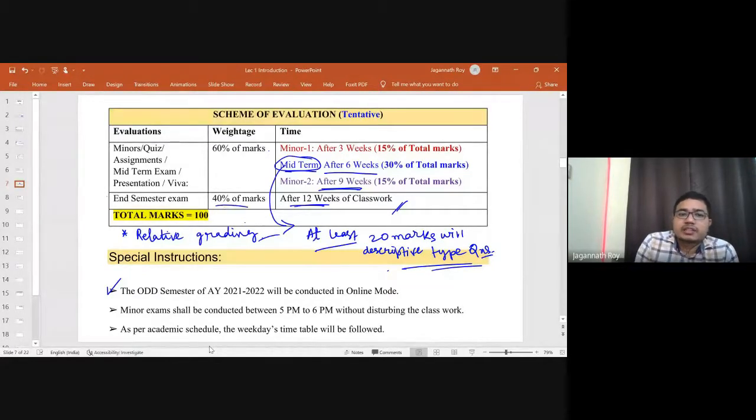But the final exam will be descriptive. The minor ones can be MCQ type, or presentation type also, depending on the subject. But for mathematics, there is no presentation. We have to solve problems. Otherwise, the ideas or concepts are not clear. Okay.